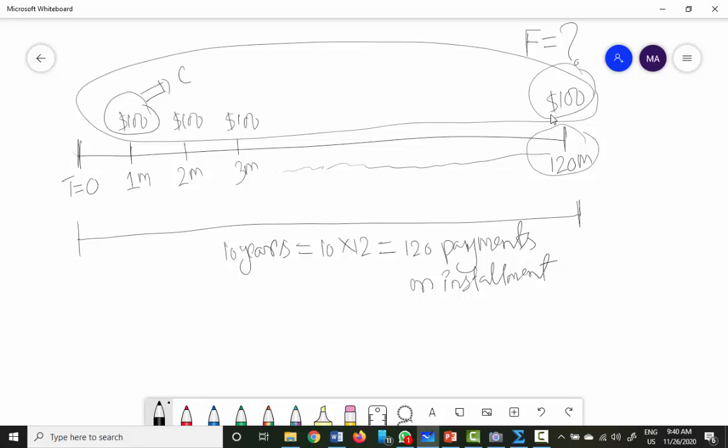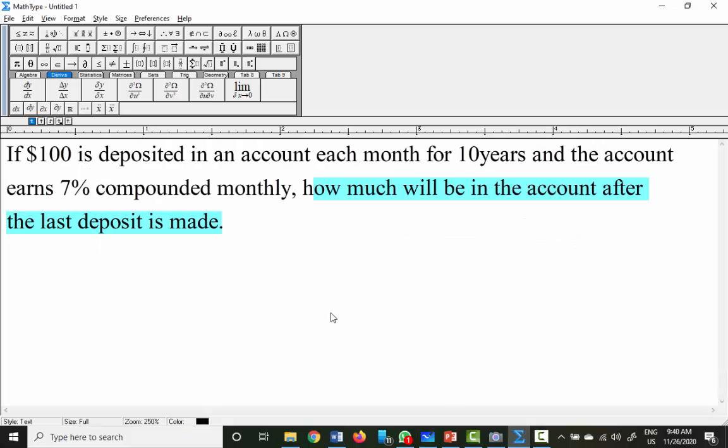What will be in the account? So obviously we want to find out the future values. That means we need to use the future value of annuity formula, because we need to find the future value of all these payments after 10 years.